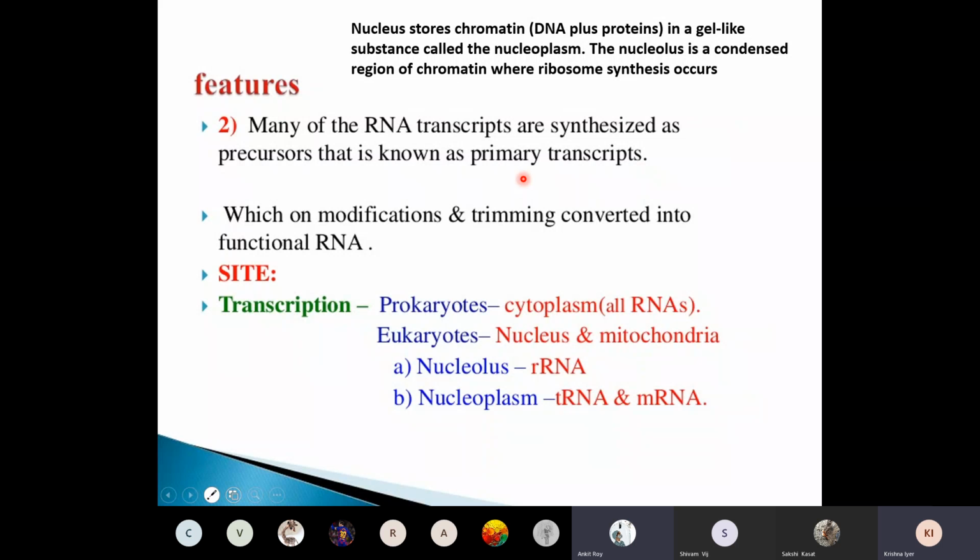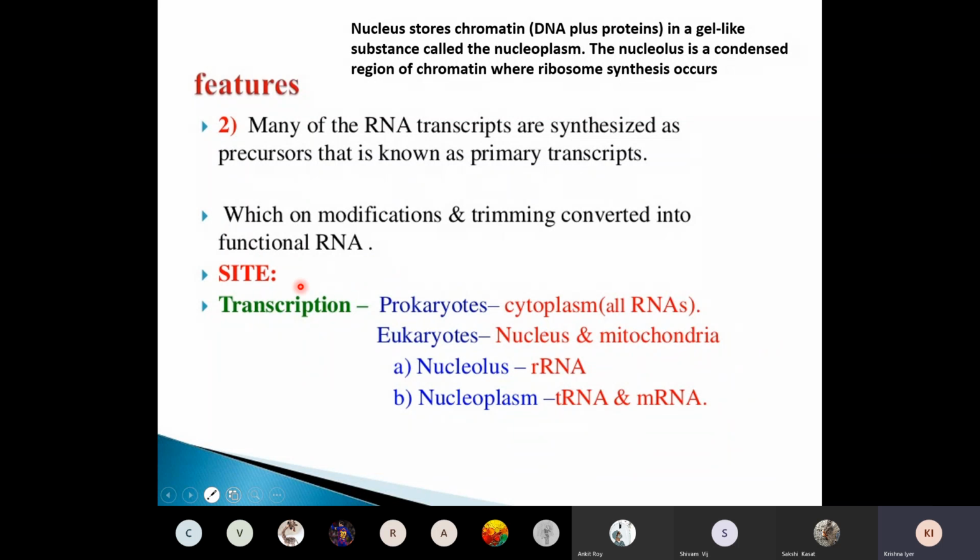Sir, me, Ankit. Ankit, as you said correctly, many of the RNAs initially produced by transcription are precursors which undergo post-transcriptional modification, also called trimming, and are converted to what is called a final functional RNA. These initial products are called primary transcripts and the final products are referred to as either the mature RNA or the final functional RNA.